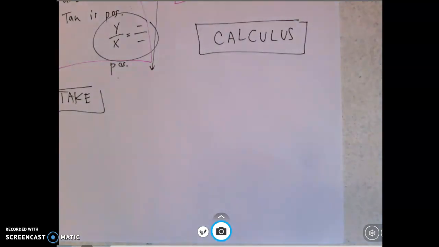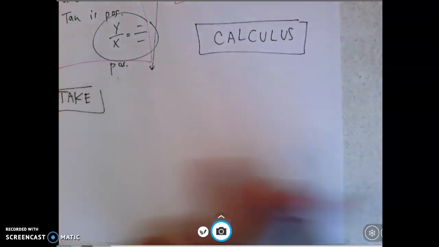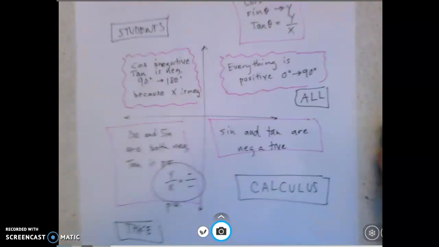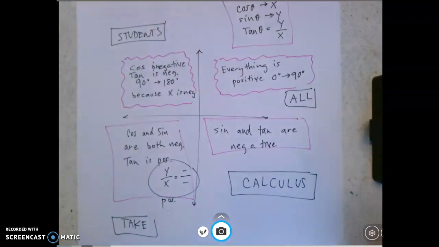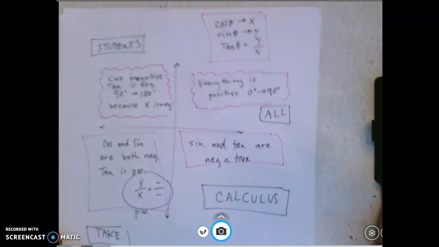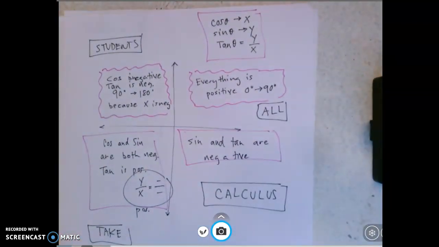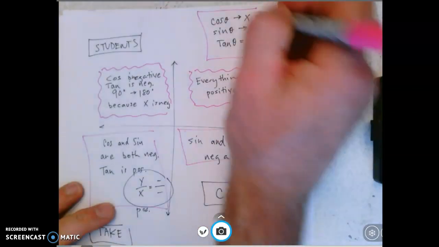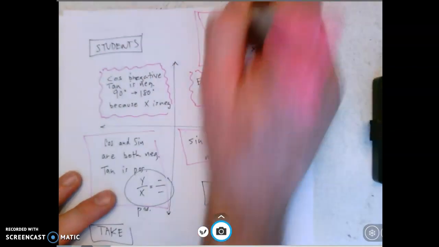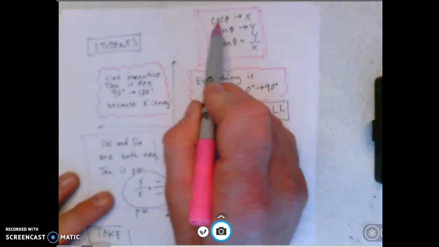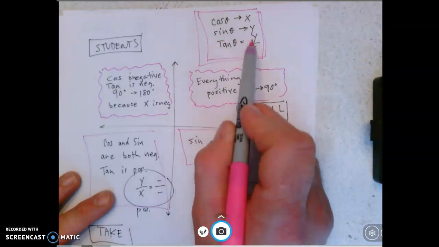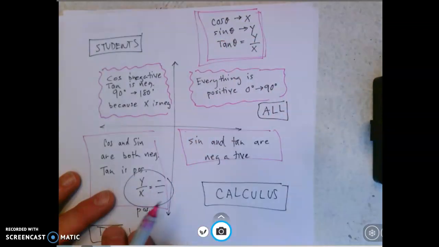Now, this is where you will distinguish between the positive and negative aspects of sine, cosine, and tangent. The first thing we need to understand is that cosine is our x variable, sine is our y variable, and tangent is the relationship or the ratio between y and x.